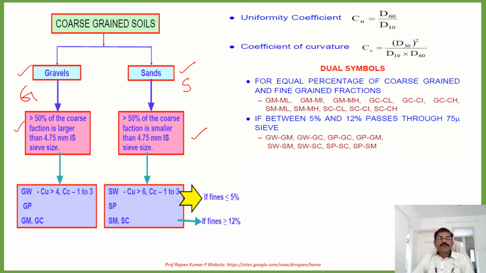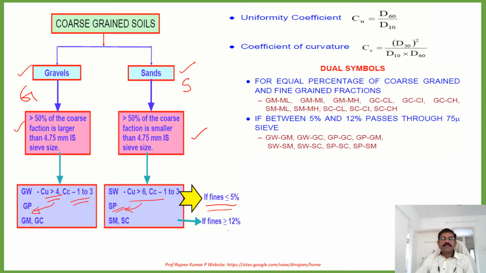Here, if the uniformity coefficient is greater than 4 and the coefficient of curvature is 1 to 3, it comes under GW, that is well graded gravel. On the other hand, if the uniformity coefficient is greater than 6 and again the coefficient of curvature is 1 to 3, then it is well graded sand. The condition is that the fines are less than or equal to 5%. If the above condition is not met, it will be termed as poorly graded sand, and likewise poorly graded gravel.